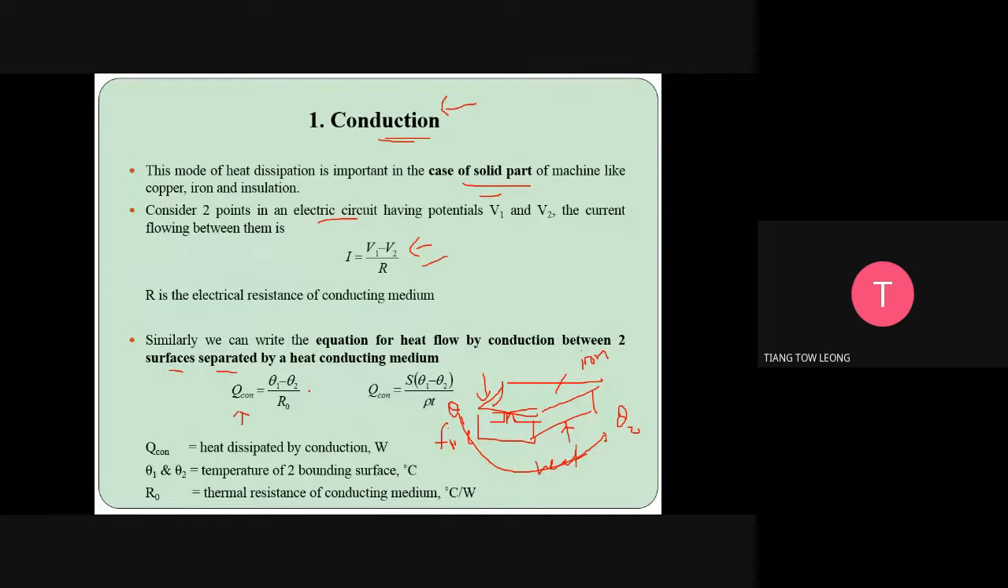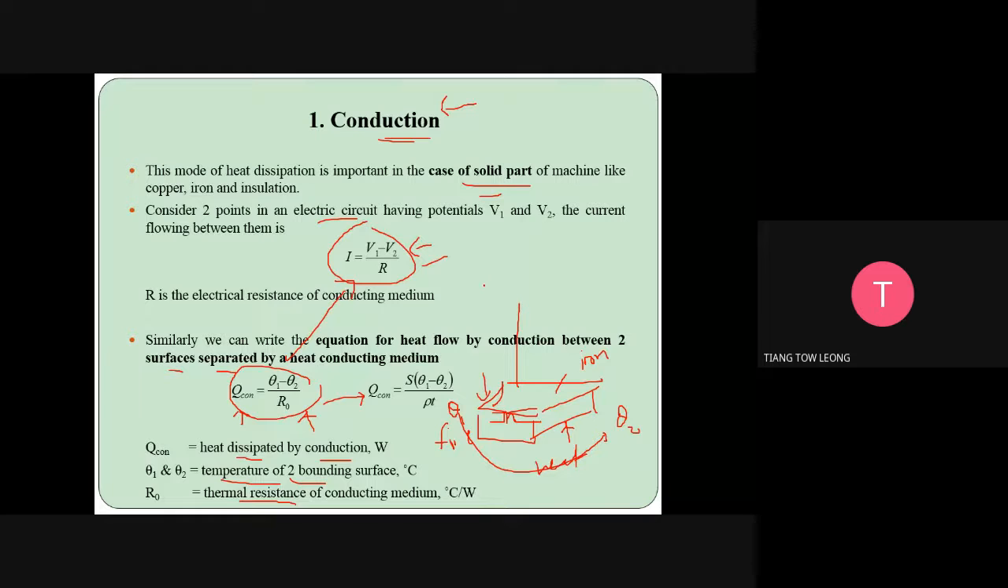So we follow this formula, then afterwards we get a formula like this. Then we can further derive it to become like this. So the heat dissipated by conduction in watts is actually the temperature difference of the two bounding surfaces divided by the thermal resistance. Thermal resistance means rintangan haba.